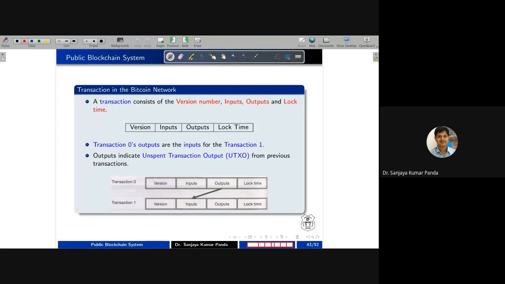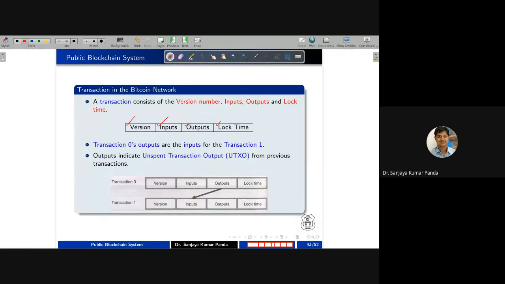Like in networking, we have the IP header. IP is either IP version 4 or IP version 6. By looking into the header, you can easily say whether it is an IPv4 address or an IPv6 address. Similarly, here we are maintaining version. We are also maintaining input, output, and lock time, some unique time. This input and output is very important, so one transaction is connected to another transaction with this input and output.